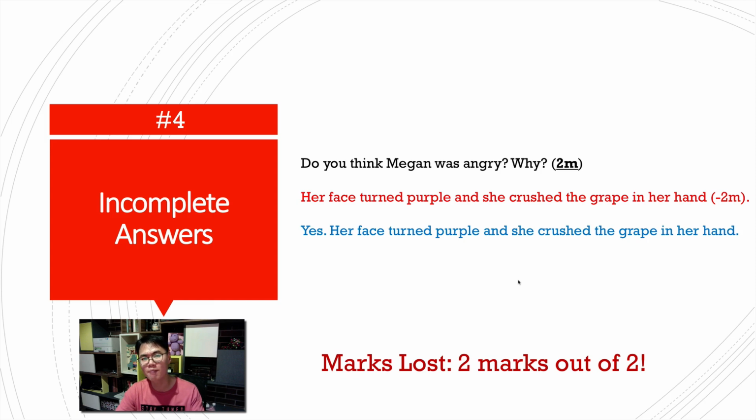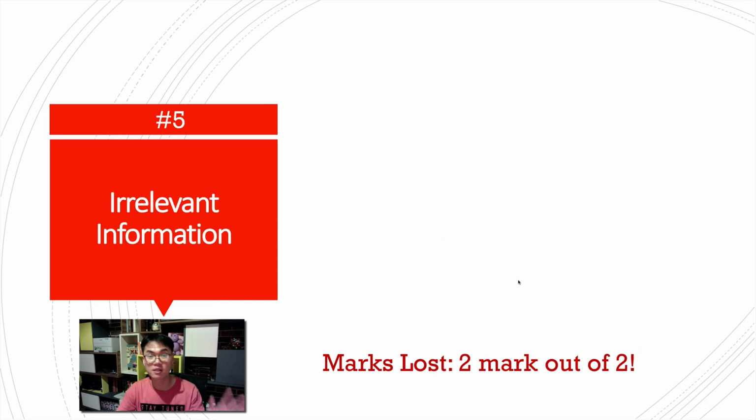Incomplete answers are by far the most common place where students lose marks. Students like you, like me, we can often make such careless mistakes when we answer comprehension questions, right? So pay attention to the number of marks, pay attention to the type of question, make sure you don't leave out the details, be very accurate in your answer, and you will avoid these mistakes, okay? And finally, let's move on to common error number 5, irrelevant information.